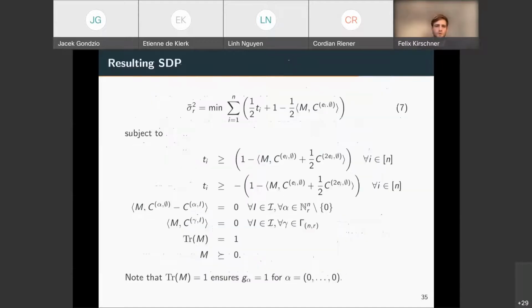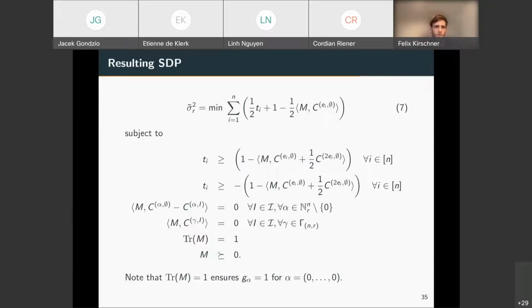Okay, so the resulting SDP now looks like this. We replaced all the G's with their inner product or trace inner product formulation of M and the constraint matrices. And this equality constraint here just ensures that G alpha is equal to 1 for alpha being the 0 vector. And this is now the very same SDP that we had before, but simply now we can put it into a computer.